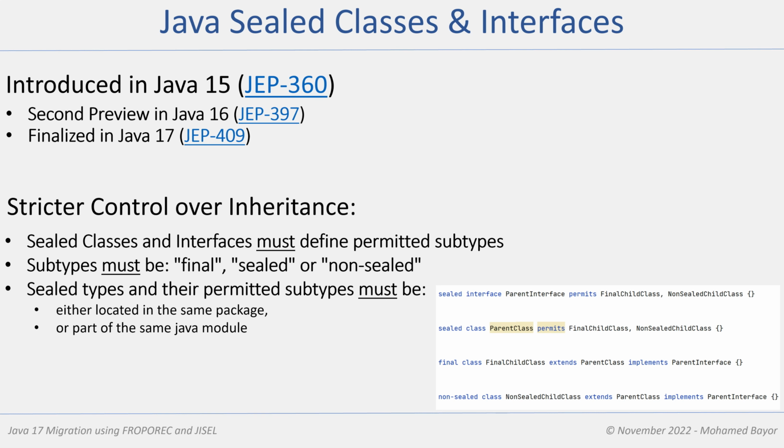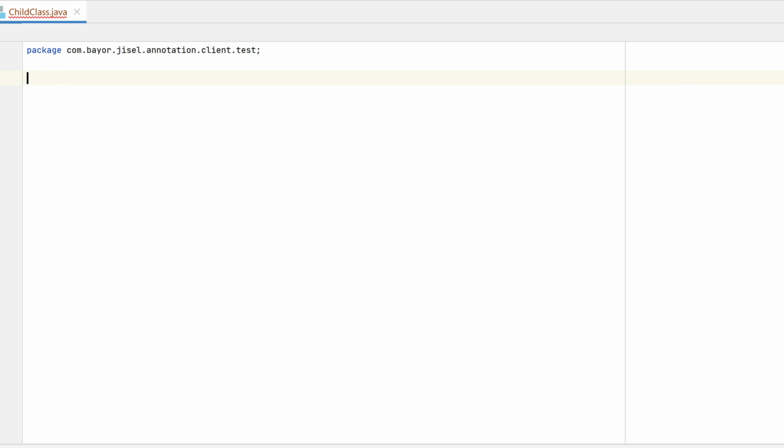Sealed classes and interfaces were introduced in Java 15 and finalized in Java 17. The main goal of the sealing mechanism is to allow a stricter control over inheritance in Java. And to achieve that, you will have to follow a set of rules. Let's explain this better with some code.